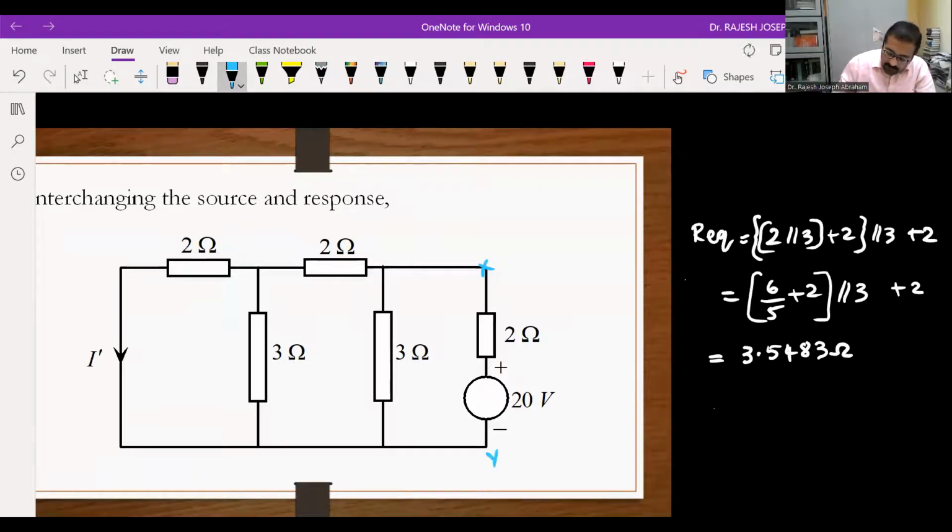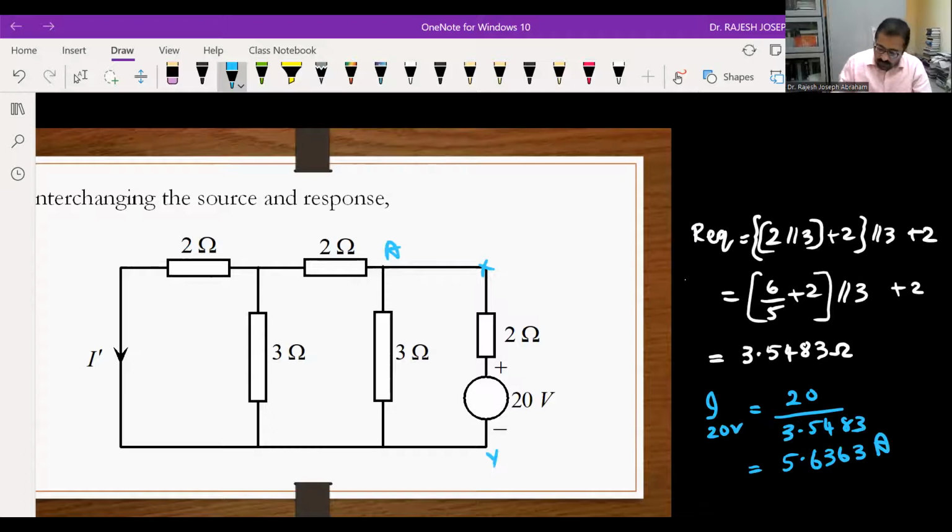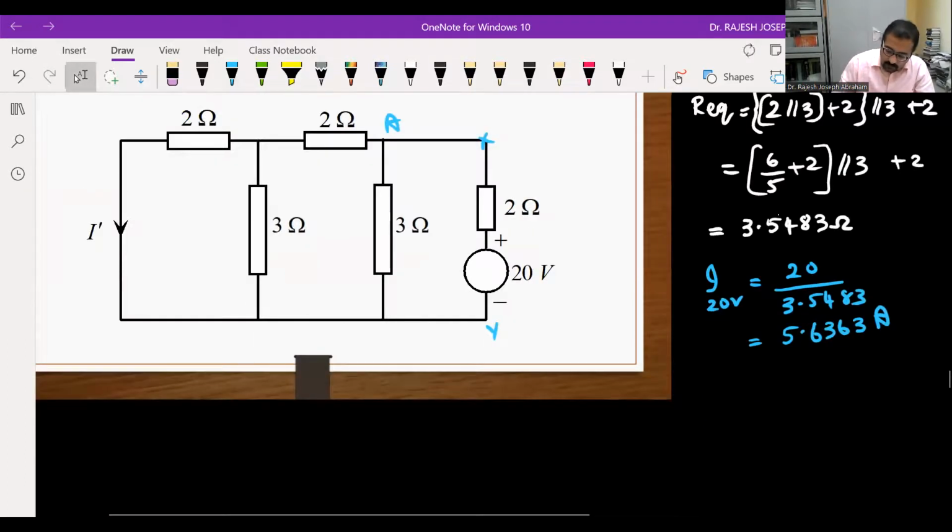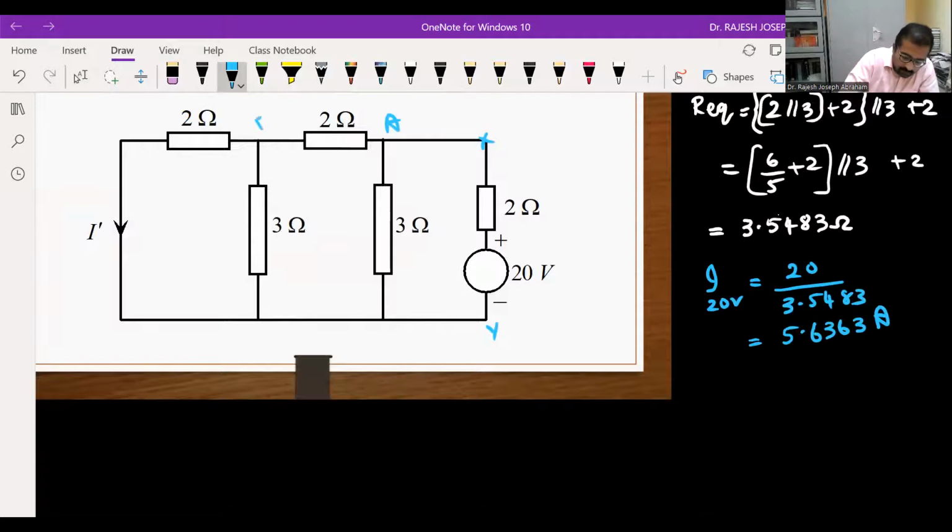So how can you find current I? 20 volt, 20 divided by 3.548. So how much is that? That will be 5.6363 ampere. That will be the current at point, say, A. Now how can you find this current I dash? Let me mark here at point A and B.